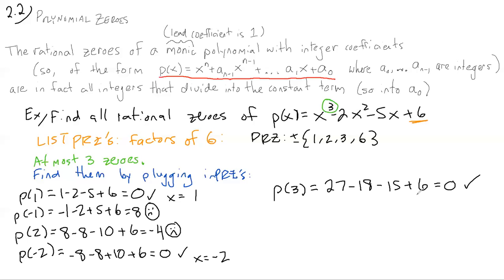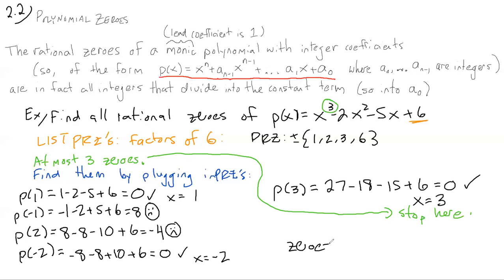And so I get, yeah, x equals 3. I did say specifically there are at most 3 of them, so we can stop here. And so the 3 zeros are x equals 1, negative 2, and 3.